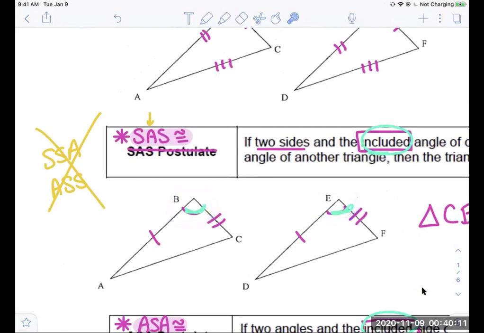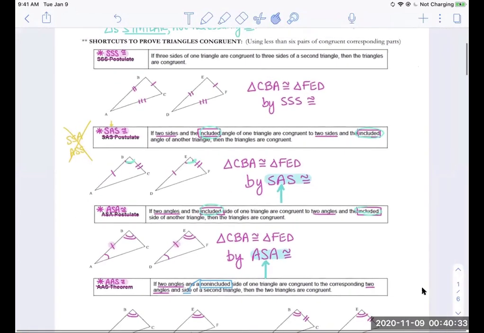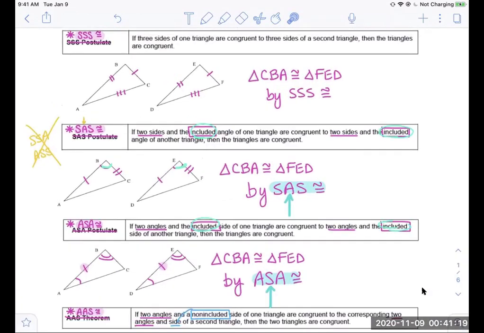Okay, it has to be included. So you can remember that because angle, side, side is not a way to prove triangles congruent, and the backwards form of that is also not. So we're not going to be using SSA or ASS. If there's two S's and an A, it's SAS. So those four are side, side, side; side, angle, side; angle, side, angle; and angle, angle, side.